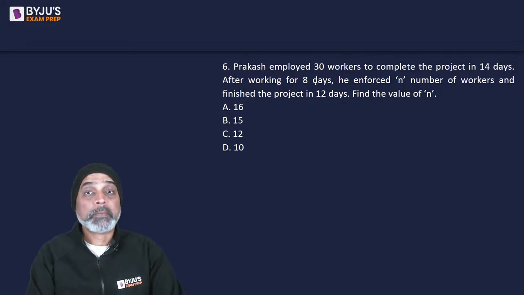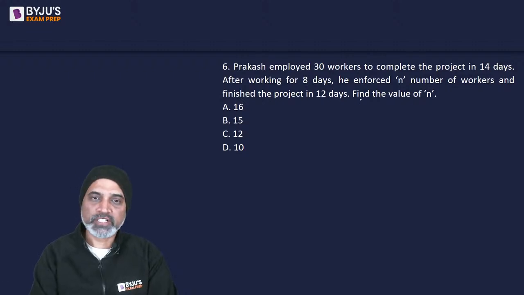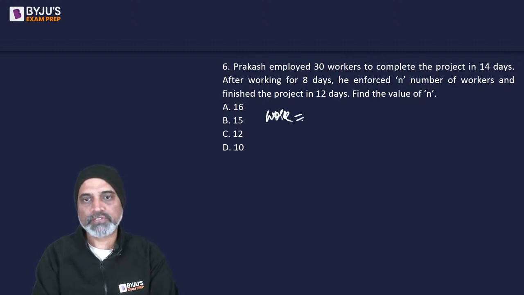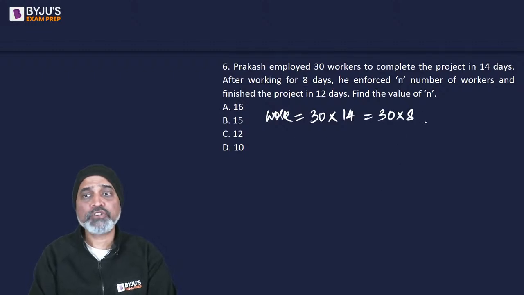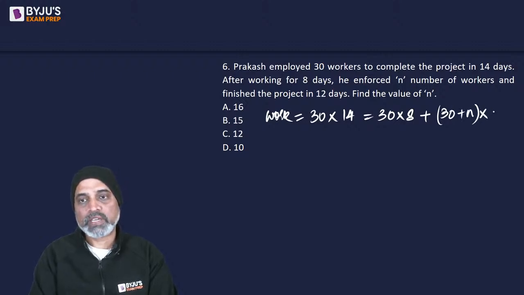Next, Prakash employed 30 workers to complete the project in 14 days. So how much of work do we have? 30 people in 14 days. Now, after working for 8 days, so these 30 people, they worked for 8 days. He enforced n number of workers and finished the project in 12 days. So he brought in n more people and finished the work in 12 days, which means he finished the work in the remaining 4 days, because out of 12 days, 8 days of work was already done. Another 4 days only these n more people worked along with 30 people.